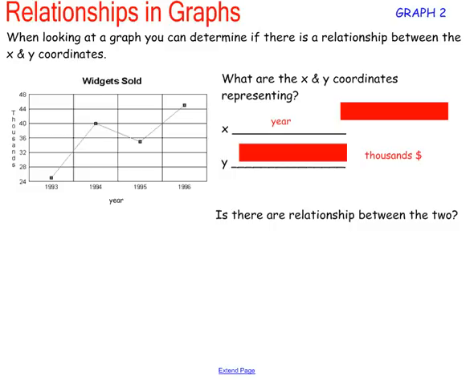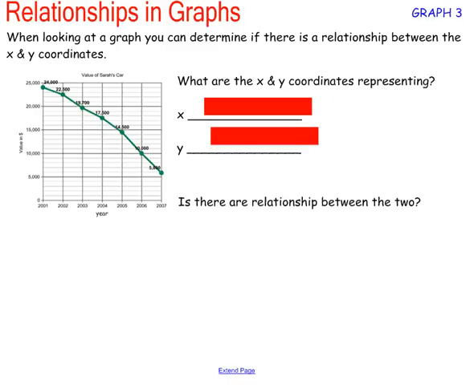All right, so I would say no in this situation right here. The year has actually no relationship at all with the amount of money, the thousands of dollars in the year. So in 1993, there was about $25,000 in sales for widgets. In 1994, there was 40,000. In 1995, it was about 35,000. In 1996 was about 45,000. So there really is no direct relationship here.